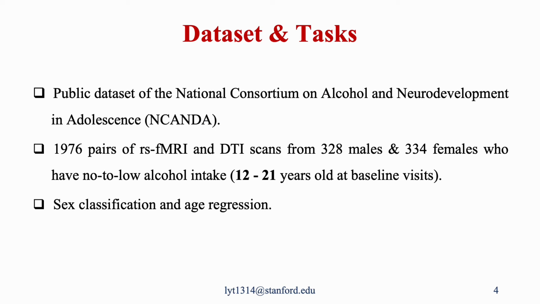The dataset we use is from the public dataset of the National Consortium on Alcohol and Neurodevelopment in Adolescence. We used 1979 pairs of RS fMRI and DTI scans from 328 males and 334 females who have no to low alcohol intake, and their ages are from 12 to 21 years old at baseline visits. We have two tasks, including sex classification and age regression.